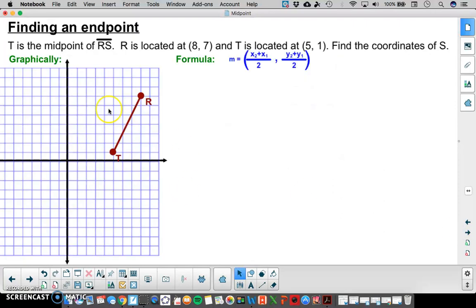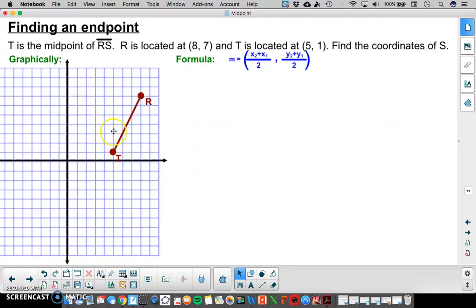Now for another problem. This time we're given T is the midpoint of RS. So we're given the point T and the point R, and we want to locate the other end point. R is located at +8, 7, and T is located at 5, 1. We're going to find the location of the other end point.